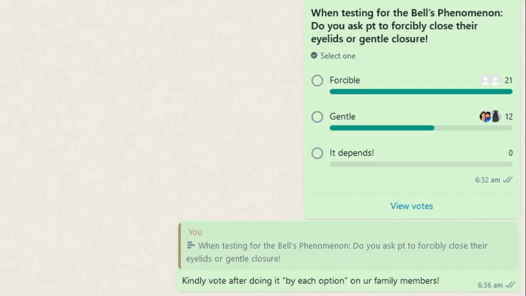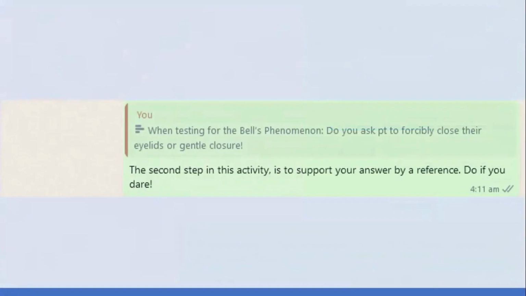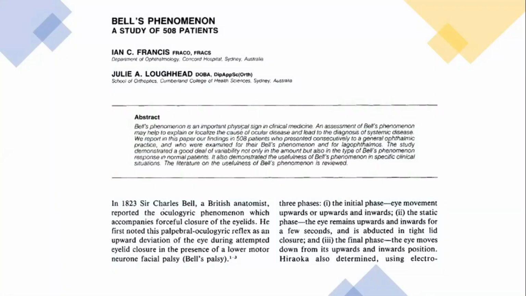So actually, the correct answer is it depends. And I will try to convince you why and how. Last thing, I asked you to support your answer by reference, and thanks to Dr. As, he was the only one who replied to this request. Okay, let's talk about those who voted for forcible closure.